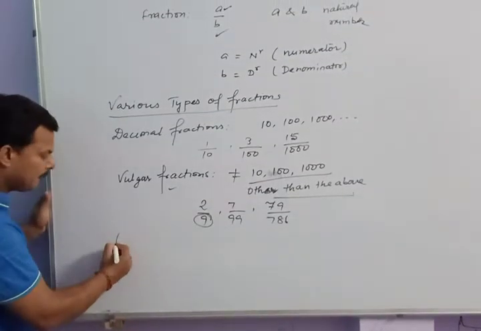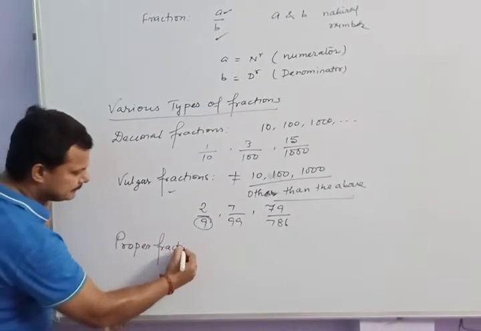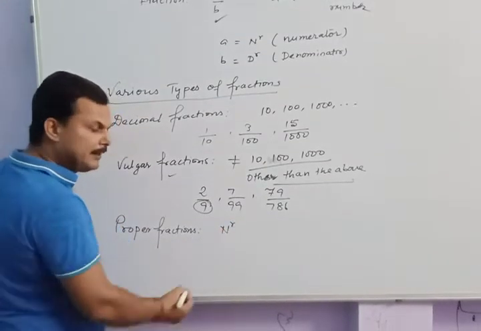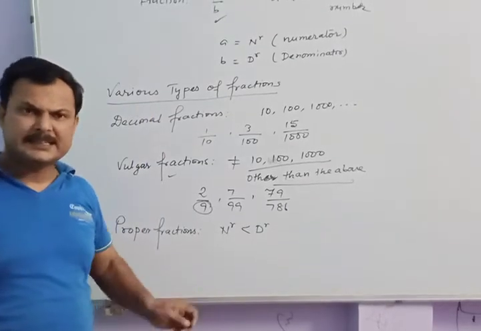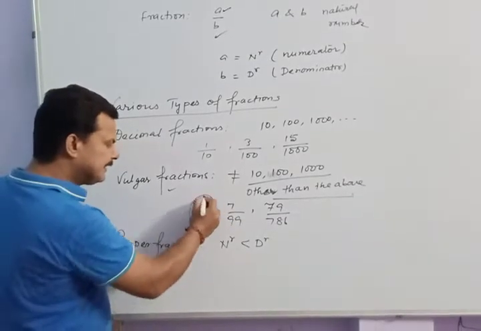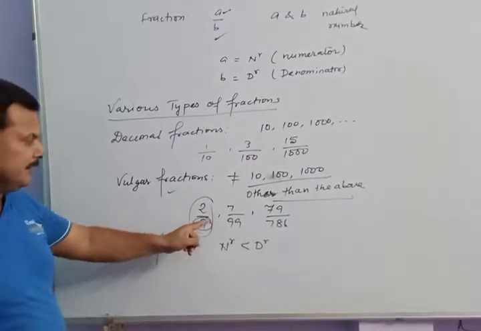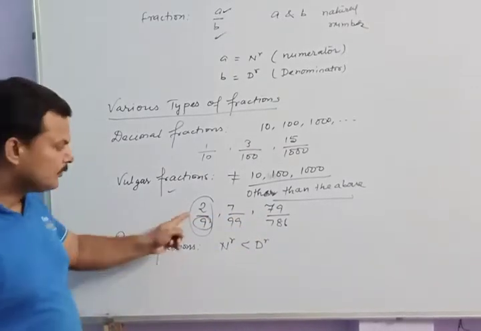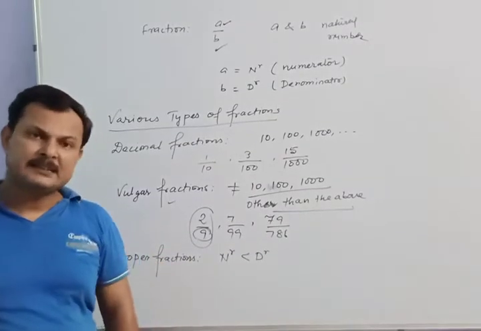Then come to the proper fraction. The fraction whose numerator, the upper part, is less than the denominator. Numerator is smaller than denominator. In that case, that fraction will be said to be proper fraction. For example, what I have written here is vulgar also, it is proper also, because numerator is less than denominator. All the above examples are also proper fractions because numerator is less than denominator.